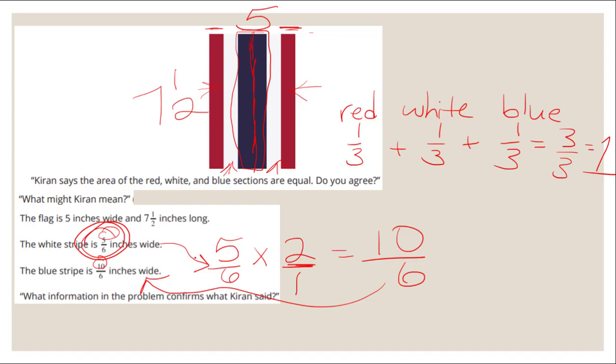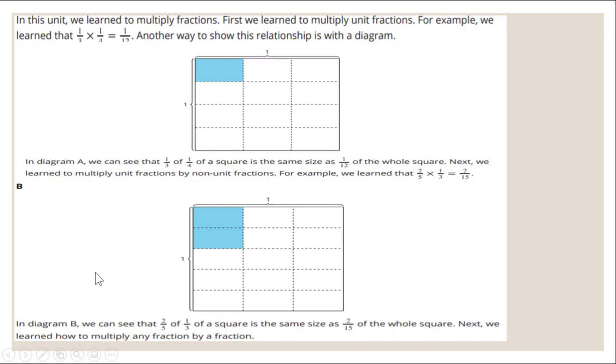So in this unit, we learned to multiply fractions. First, we learned to multiply unit fractions. For example, we learned that 1/3 times 1/4 is 1/12. Another way to show this relationship is with this diagram.